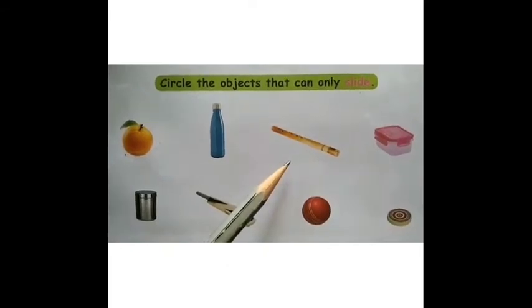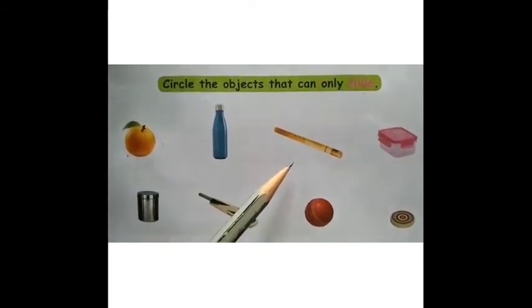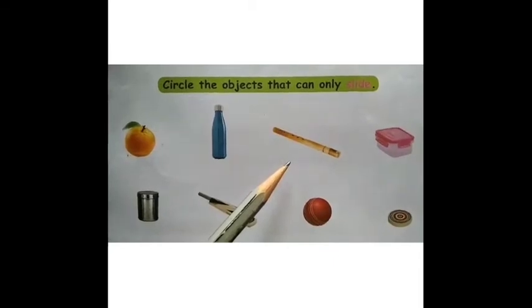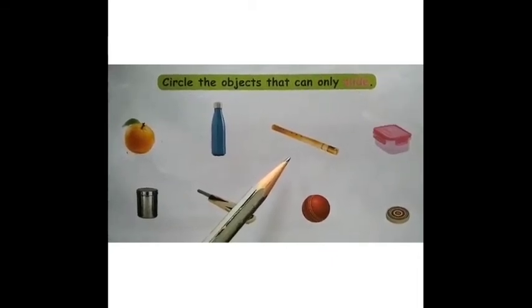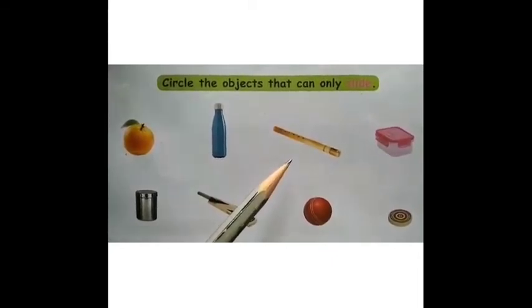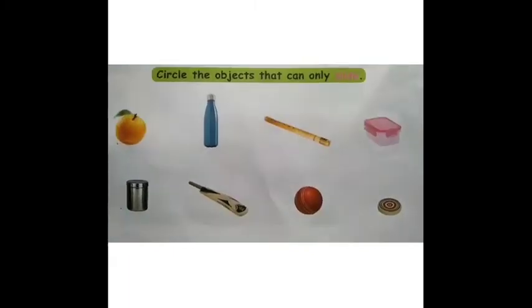Let us see the third one. The third picture is a flute. It is a round shaped object. Can it roll or slide? It can only roll.